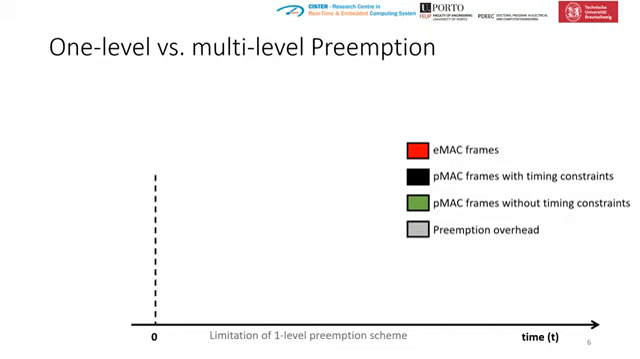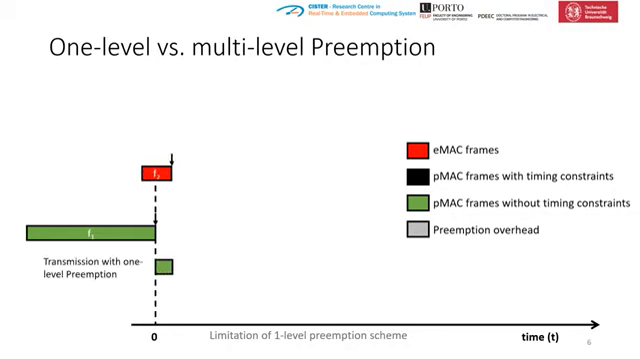To demonstrate the limitation of the one-level preemption approach, we introduce two new classes of preemptible frames. We have one with a timing constraint, which is represented in the black box, and the preemptible frame without timing constraint at all, which is represented in the green box. In our example, the green frame without timing constraints arrives first, and it begins its transmission, but it is interrupted by an express frame, an EMAC frame. But during the transmission, another preemptible frame with timing constraints arrives, but this frame cannot be transmitted under the one-level preemption scheme, as it has to wait for the complete transmission of the green frame.